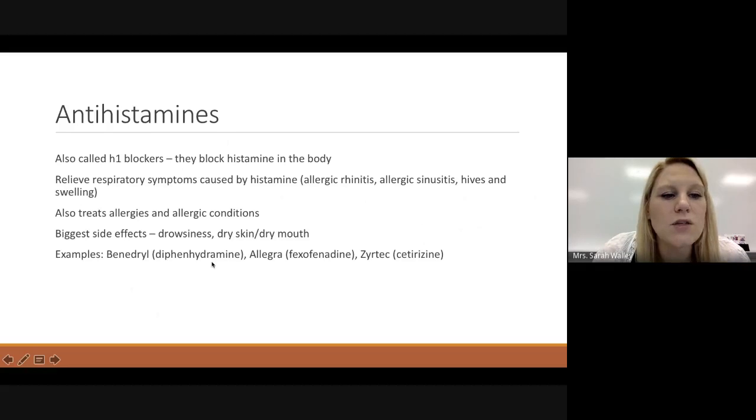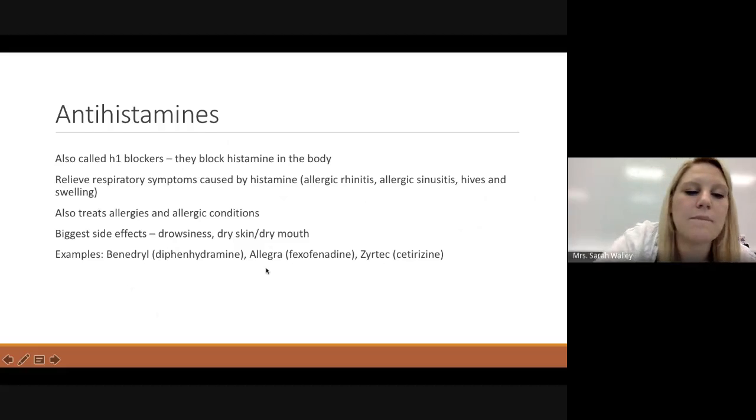So antihistamines are also called H1 blockers. They block histamine in the body. They relieve respiratory symptoms caused by histamine, so allergic rhinitis, allergic sinusitis, hives, and swelling. So sometimes when you get a runny nose or a stuffy nose because of allergies, these can help with that. They also treat allergies and allergic conditions. And the biggest side effect is drowsiness or dry skin and mouth.